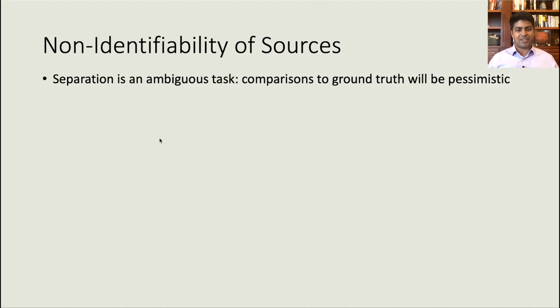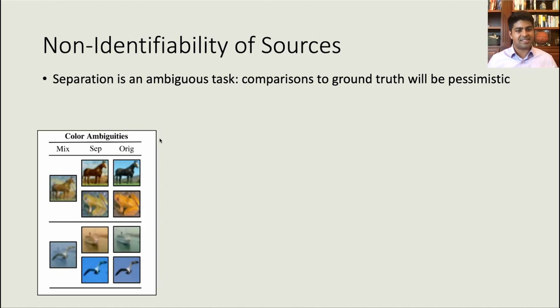When trying to evaluate our source separation, one key observation is that in many cases, source separation is an ambiguous task, and comparisons with the ground truth are not always meaningful. So take a look at this example here, where the separated and the original are very different in terms of color, but they both look quite reasonable in terms of reconstructions of the original.